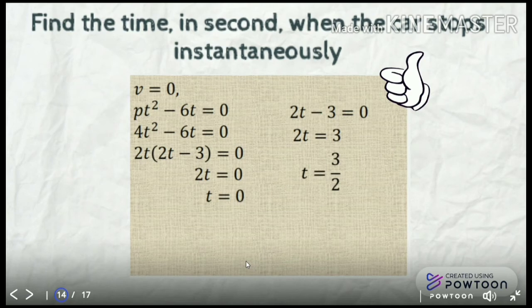And then we factorize the equation into 2t in brackets 2t minus 3 equals 0. So we will split them into 2. The first one, it will be 2t equals 0. We bring 2 to the right hand side, it will be t equals 0. For the second one, 2t minus 3 equals 0. As we bring negative 3 to the right hand side, it will be positive 3. So the equation would be 2t equals 3. And then we bring 2 to the right hand side, so it will be t equals 3/2.